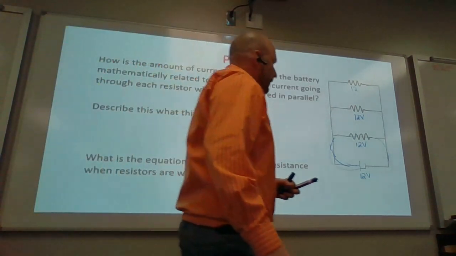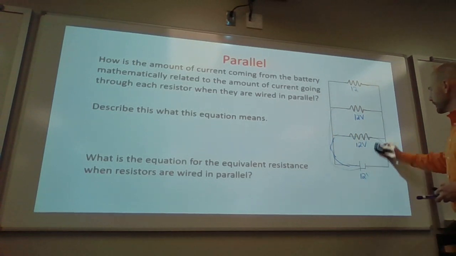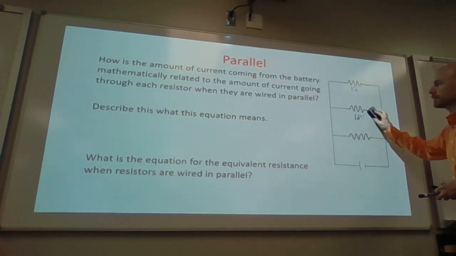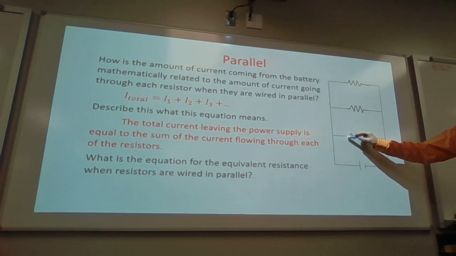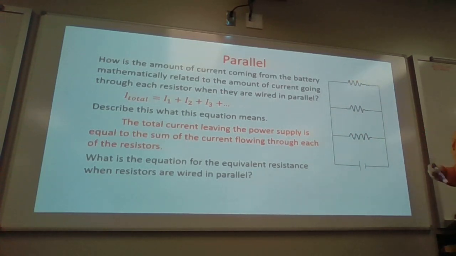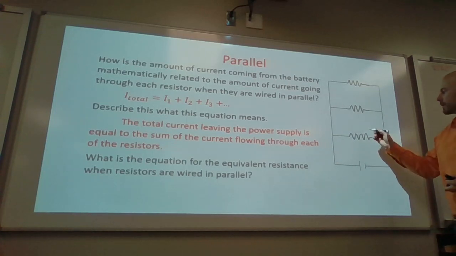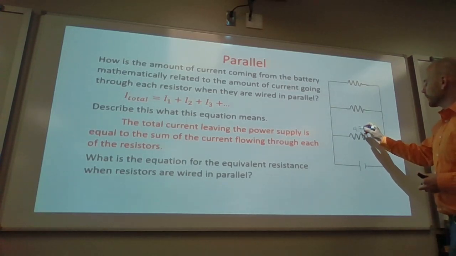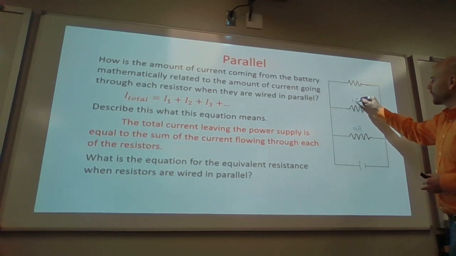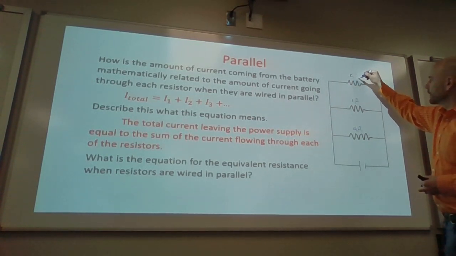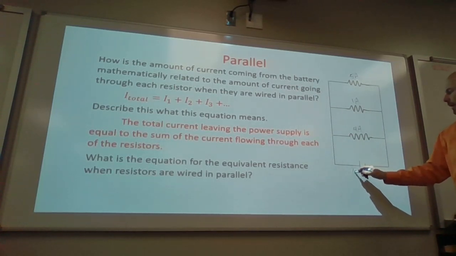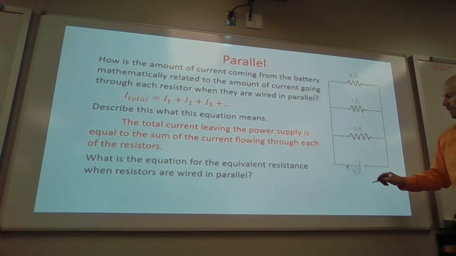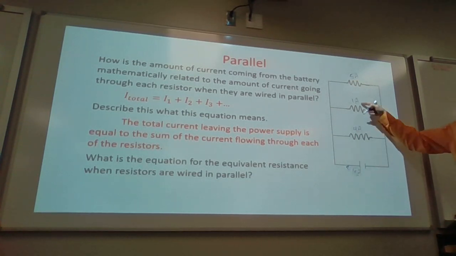Then the mathematical relationship that describes the current in parallel. The total current coming out of the battery equals the sum of the currents through each one of those. So let's say this was 4 amps going through here, and 1 amp going through this one, and 5 amps going through this one. The total current coming out of the battery would be equal to 10 amps. Total current coming out is equal to the sum of the currents going through.